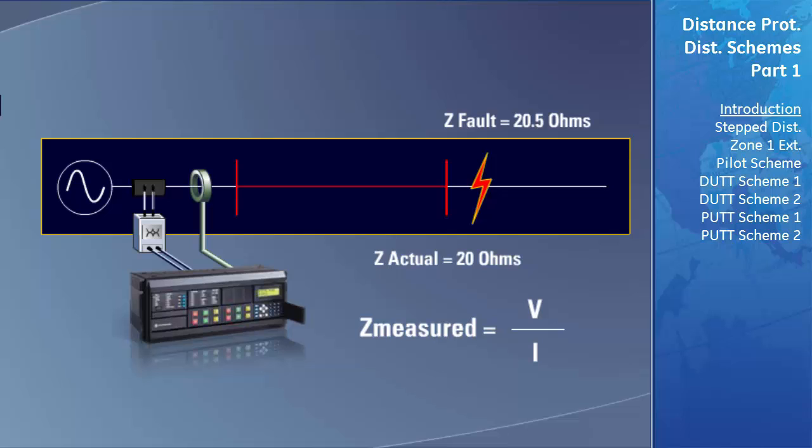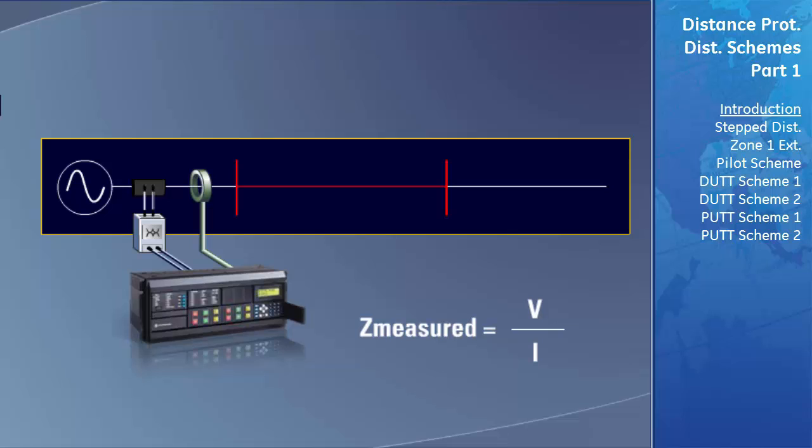Due to the inaccuracies in the CTs and VTs, in addition to transient effects, the D60 may measure the impedance to the fault to be less than it actually is, and see the fault as being on the transmission line it is protecting. This would cause the D60 to trip the circuit breaker and shut down this transmission line when it did not need to be.